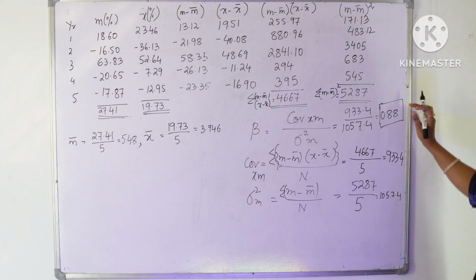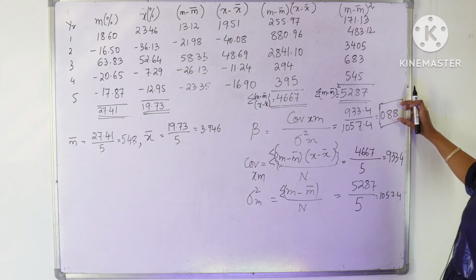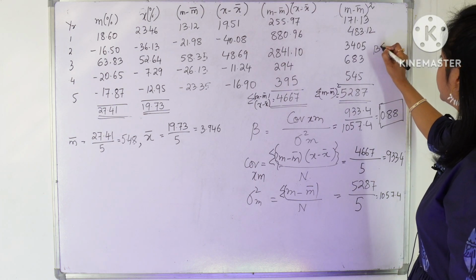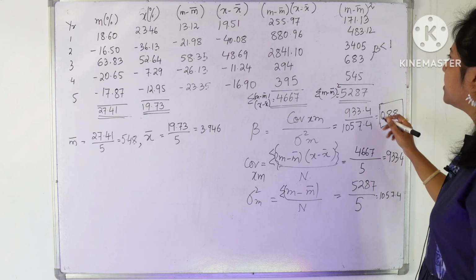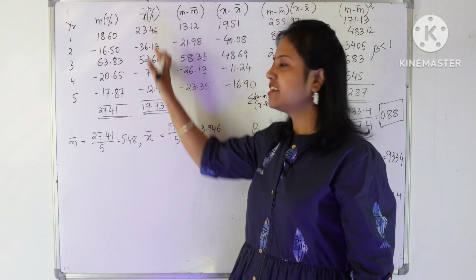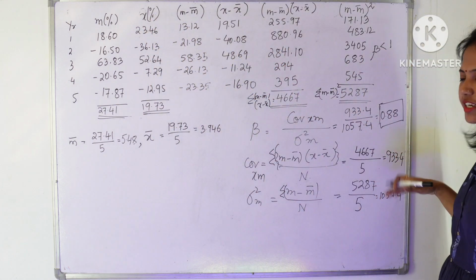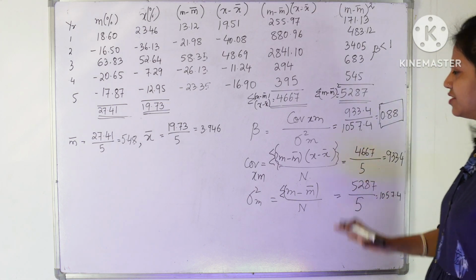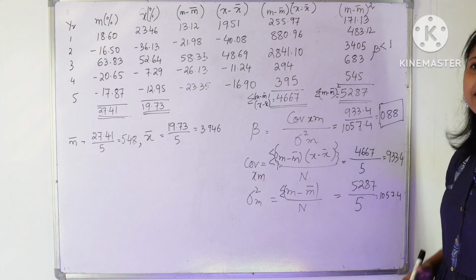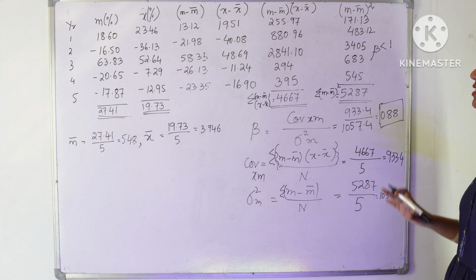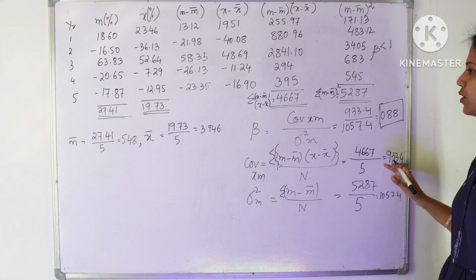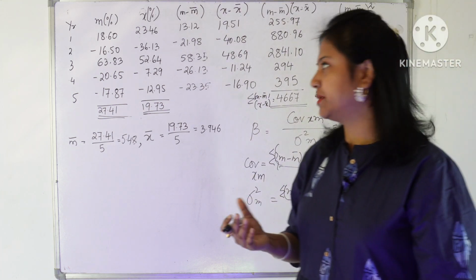So friends, if 0.88 is the value of beta, that means beta is less than 1. The value of beta is less than 1. That means this stock X is less risky. Those who are risk averse can think of investing in share X or stock X. So this is the method that we follow if we have to calculate beta with the covariance method.